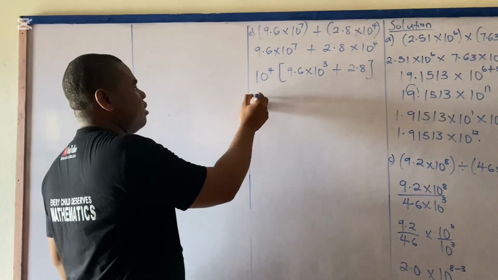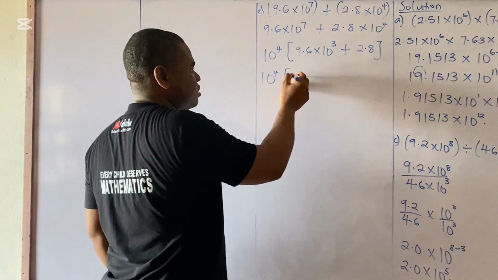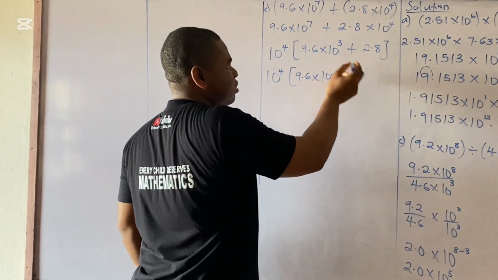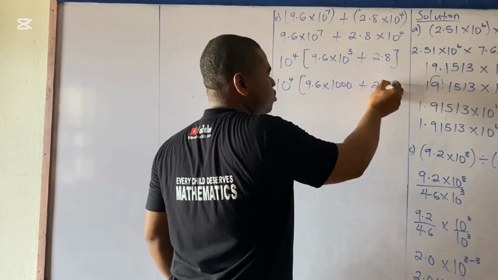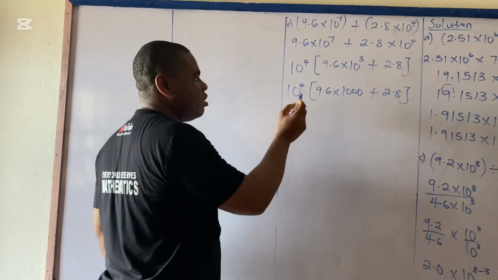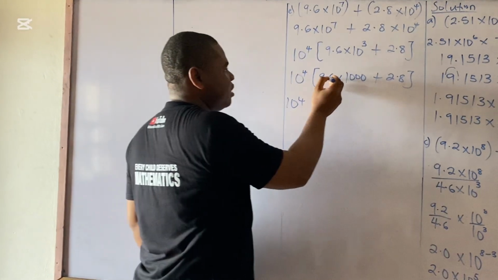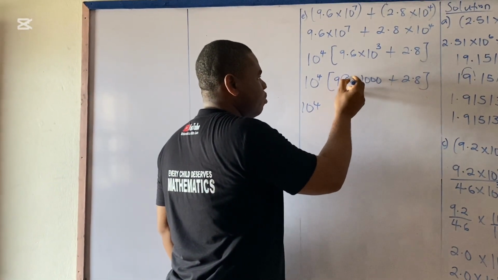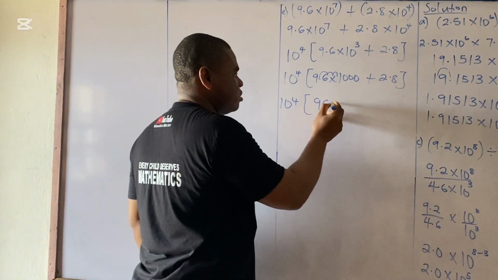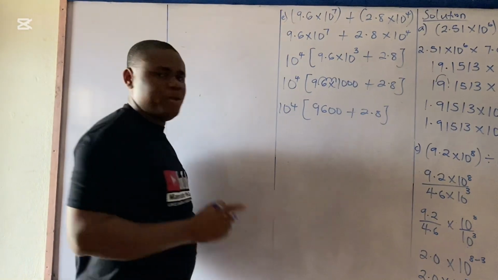Alright, so in this case we have 10 raised to the power of 4. So 9.6 times 10 raised to the power of 3 gives me 1000, plus 2.8. Then 9.6 times 1000, I will move the decimal 3 times. Let's go: 1, 2, 3. So this will turn to 9,600 plus 2.8. I hope you understand that.